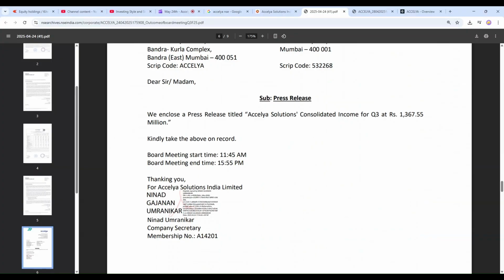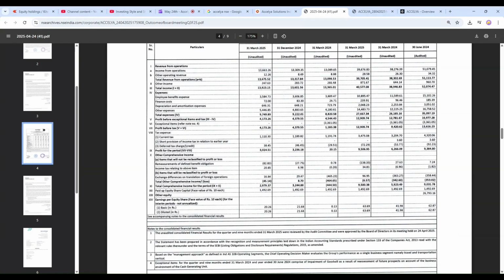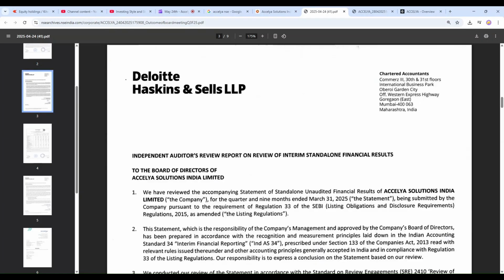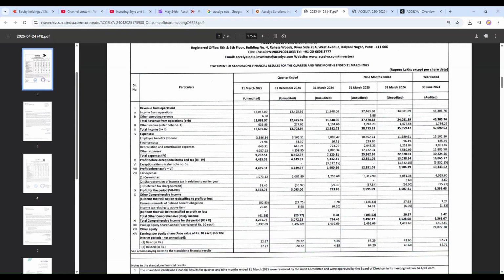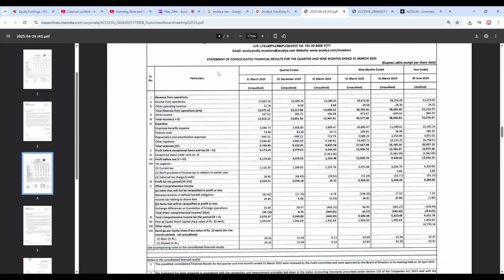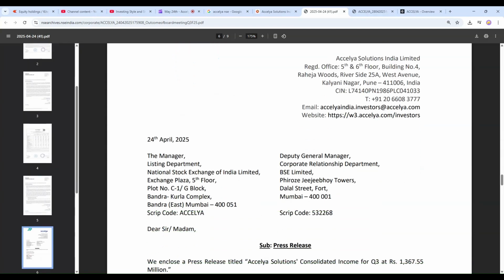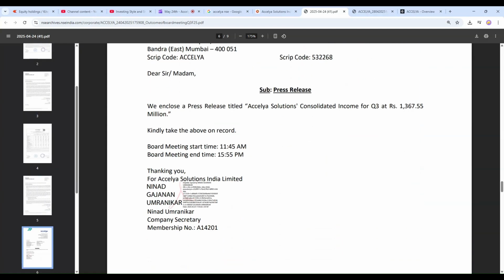What is this? 1367 million, 1.36 billion. So basically what they are saying is 136 crore income. Let's check. 136 crore, 136 crore. Where is profit? Wait, what? This is 136. Oh, income as in revenue.